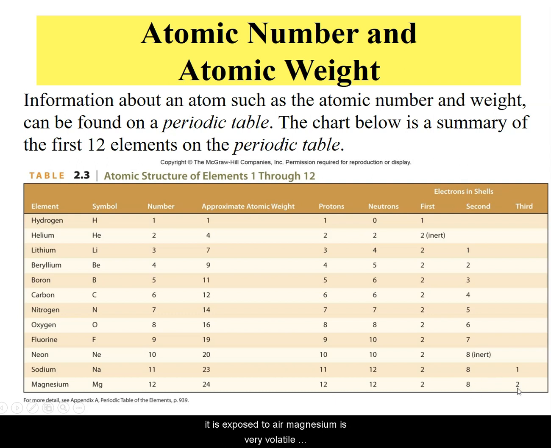Magnesium is very volatile also. Atomic number is 12. Atomic mass is 24. So 12 protons, 12 neutrons. First shell 2, and then 8 in the second shell, and 2 in its third or valence shell.